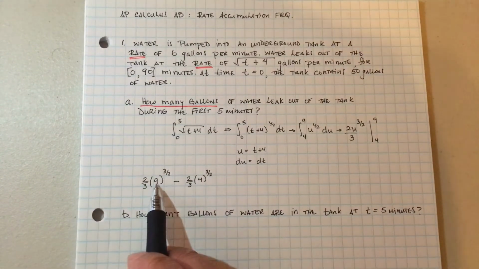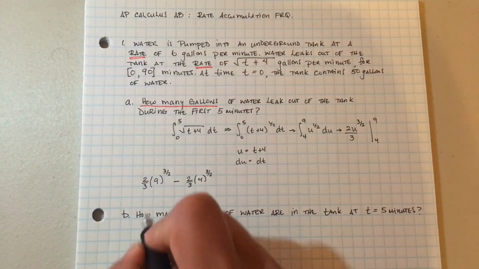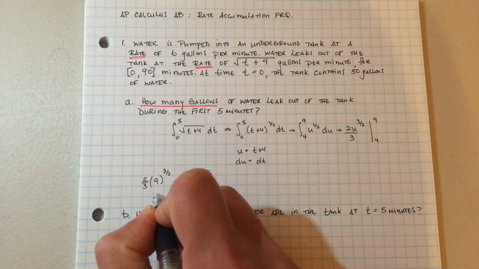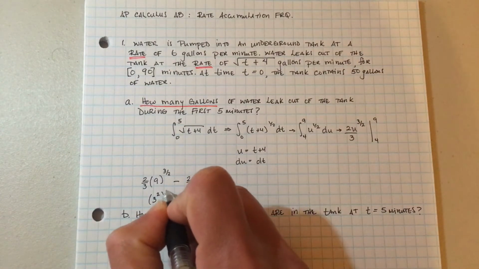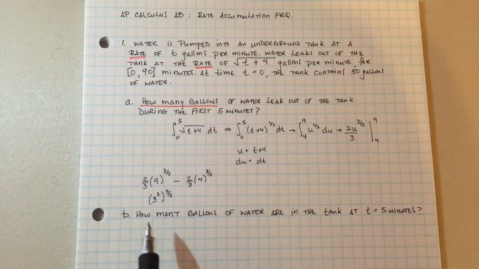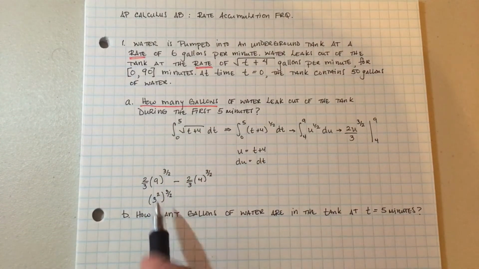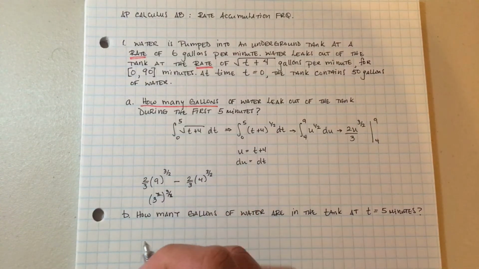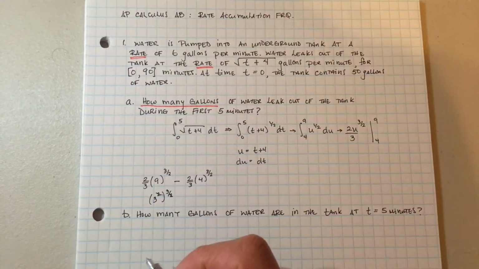All right, so what is 9 to the 3/2 power? Be careful: remember the 3/2 power is the same thing as writing 3 squared and then raising to the 3/2. What's going to happen here is the 2's simplify out. You're going to end up with 3 to the 3rd power, which is going to be 27.